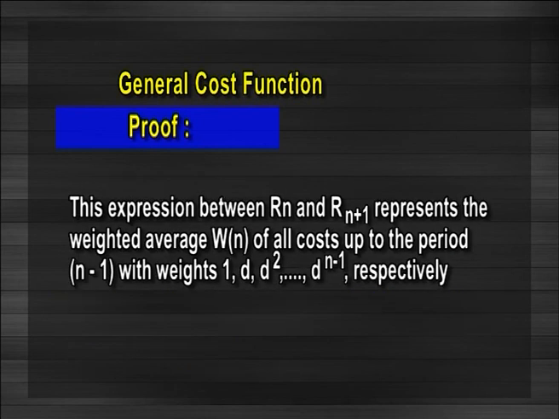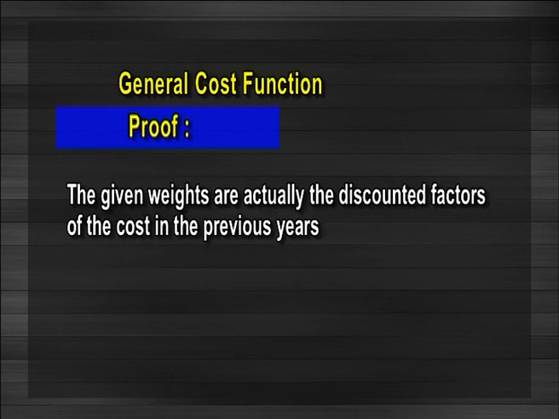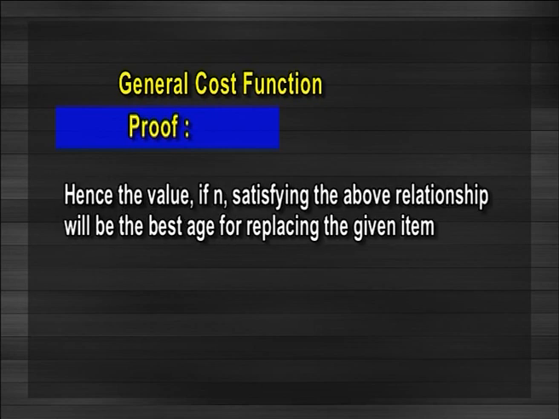This expression between R of n and R of n plus 1 represents the weighted average W of n of all costs up to the period n minus 1 with weights 1, d, d square up to d to the power n minus 1 respectively. The given weights are actually the discount factors of the cost in the previous years. Hence, the value of n satisfying the above relationship will be the best age for replacing the given item.